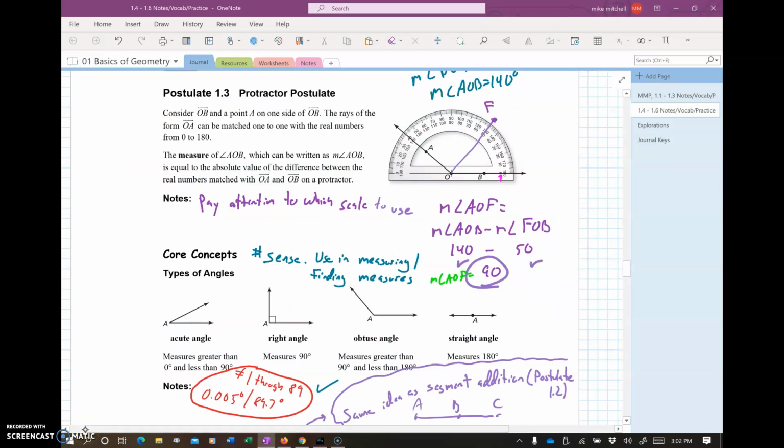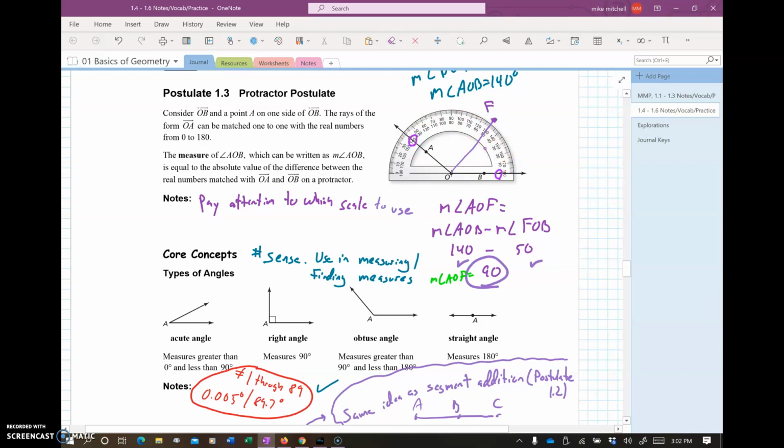Okay, this is going a little slow. To get the measure of angle AOB, read it in a protractor. Notice there's our side right there. It goes through the 0 right there. That means we're going to use the inner ring. So when I want to get this angle AOB, it goes over this way. I started on the 0 there. I'm going to use that inner ring. That's 140 degrees.